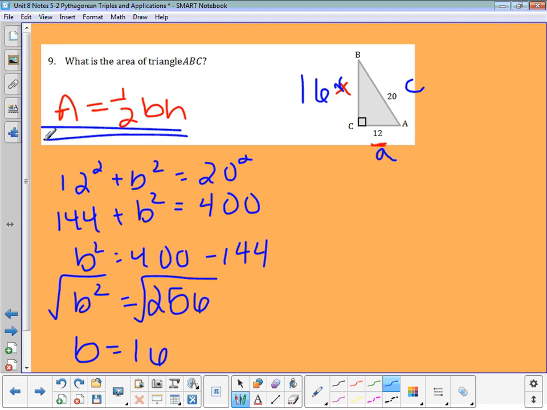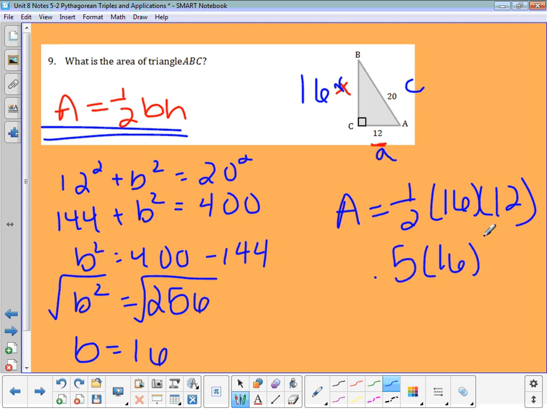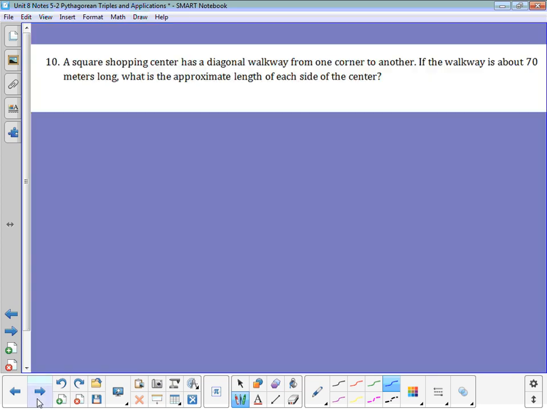So now I can use this area formula. I know that area is equal to 1/2 times the base times the height. So now I'm going to multiply all those out. We can look at this as 0.5 times 16 times 12. I'm just going to plug that into my calculator and see what answer I get, and I end up getting 96. So the area of that triangle is 96 units. Let's take a look at 10.